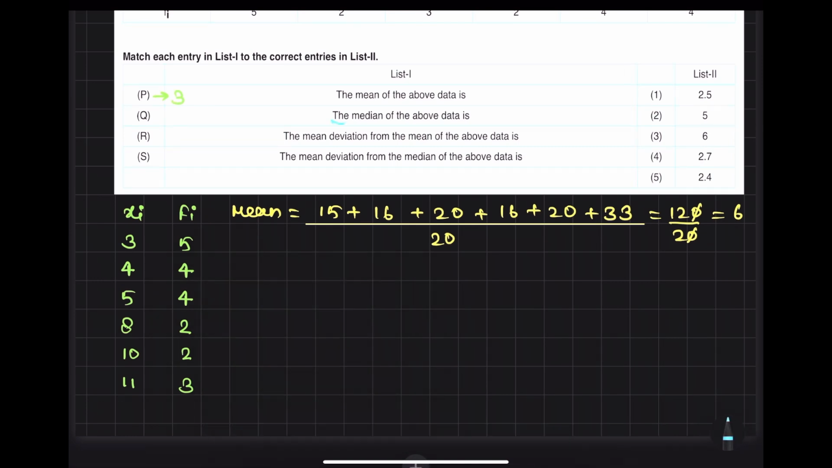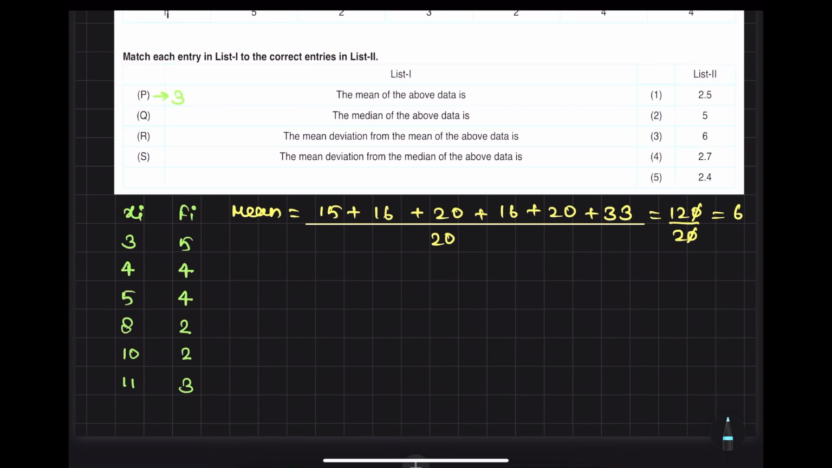The next question is the median of the above data. Median means what? Middlemost term. Okay. As you know, there are 20 students. So who will come in the middle? Try to understand. 20 means there will be 2 students who will be in the middle. Correct or wrong?